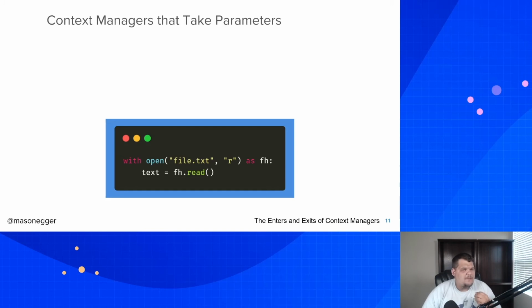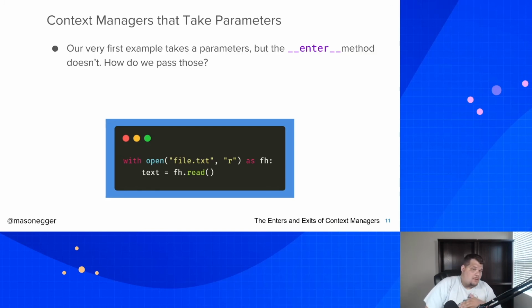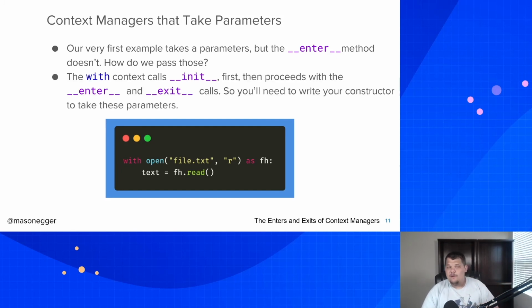But what about context managers that take parameters? Our dunder enter method only takes self as an argument. There's nothing there to take. How do we pass these? Well, whenever you call this with statement, in context, it calls the dunder init method. So if you want to actually pass anything in, then you need to write a constructor that takes these parameters.